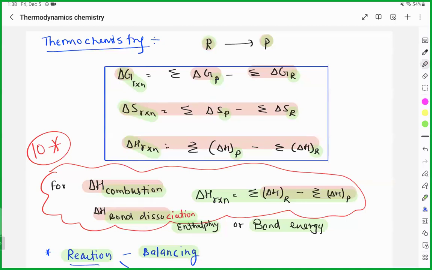What will delta H be, sir? Enthalpy. Like delta H combustion means combustion energy, or heat of combustion. We will denote combustion as H combustion. Combustion enthalpy or heat of combustion have the same meaning.